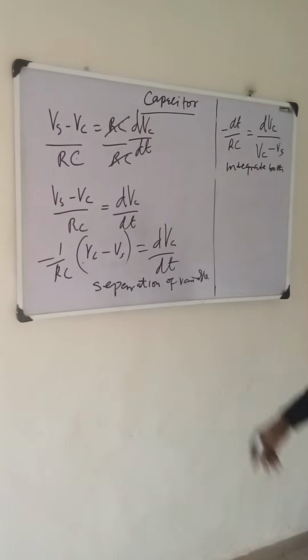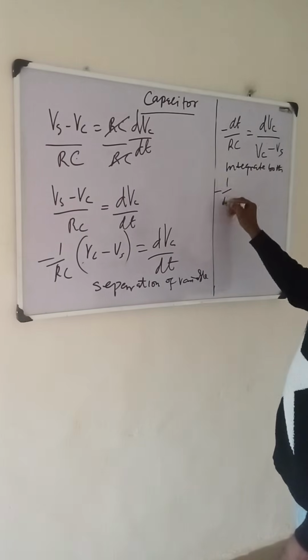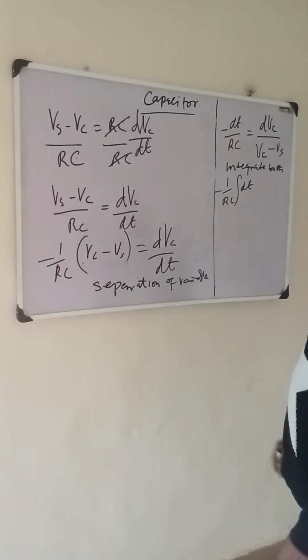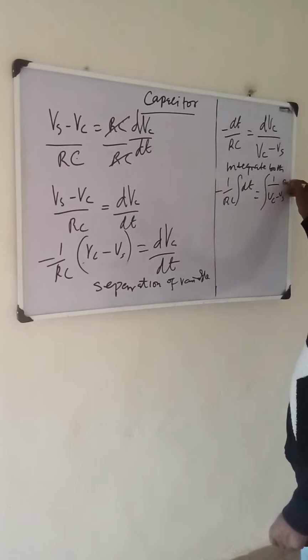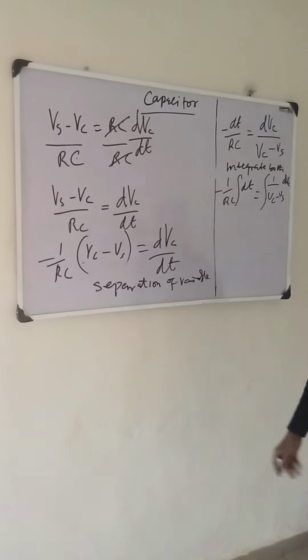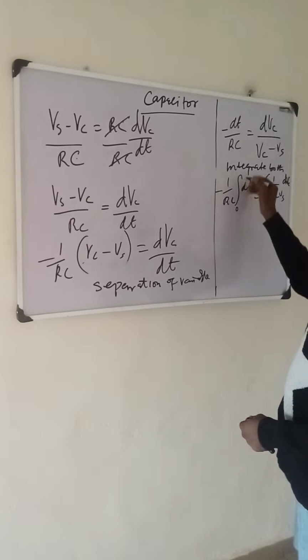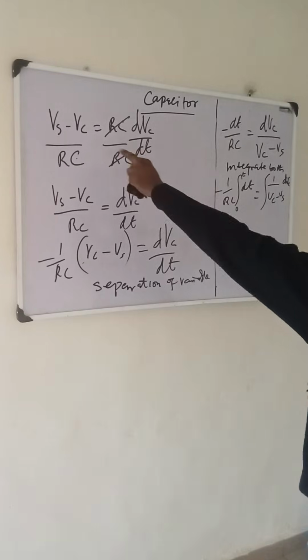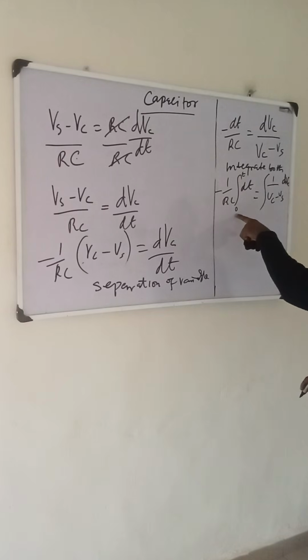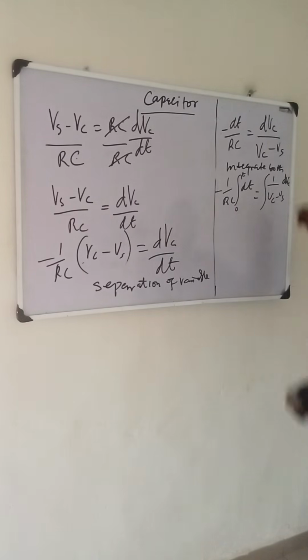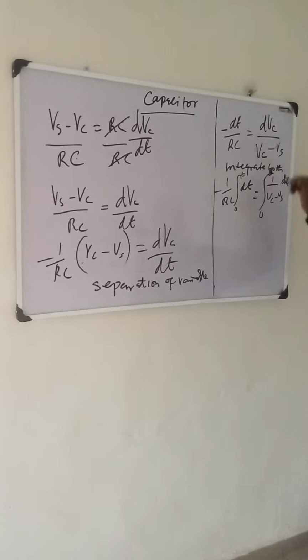So if we integrate both sides, this will give me minus 1 over Rc integral dt, equal to the integral of 1 over Vc minus Vs dVc. But we are not dealing with an indefinite integral, so there must be limits of integration. We take the limit from 0 to t, because once you turn the switch on, the current will start building. There was a time we were not taking record, so that is 0. And the same thing happens here up to a certain charge Q.